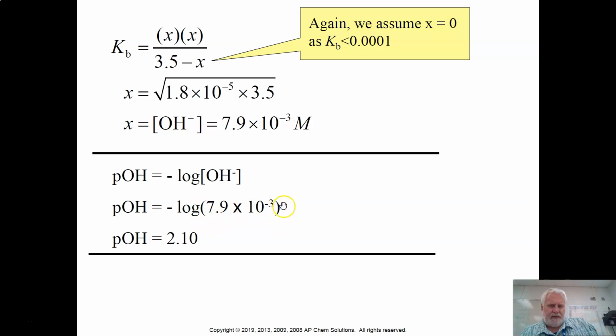It's going to be about 3-ish, somewhere in that zone. Make sure that you're punching all these in and getting the right answer, but when you solve for the pOH of this solution, that's 2.10.